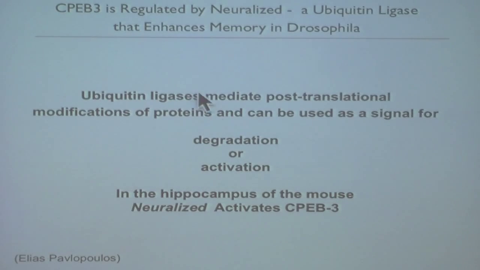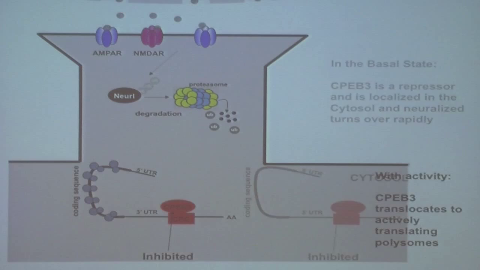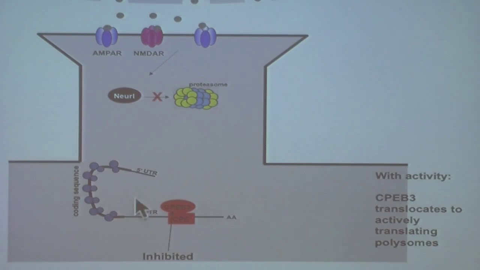Ubiquitin ligases mediate post-translational modifications of proteins, and they can be used either for degradation, which is what usually happens, or for activation. He found that in the hippocampus, Neuralized is critical for the activation of CPEB3. The way it functions is that in normal circumstances, as I told you, CPEB3 is repressed, and it's a repressor of translation. With activity, it is activated and moves in relationship to ribosomes. And Neuralized normally turns over very rapidly. It is itself ubiquitinated, and it is broken down by proteasomes.